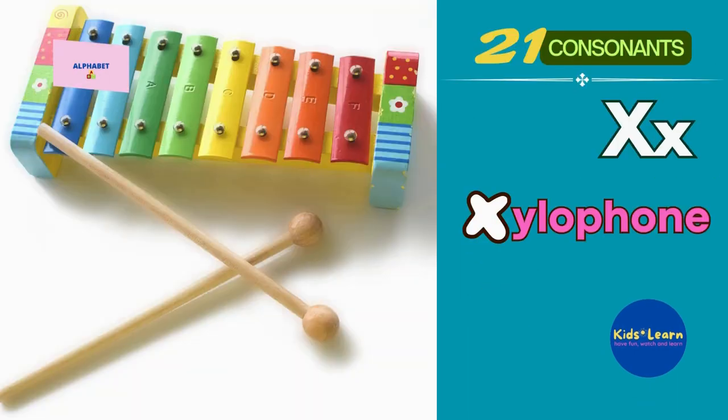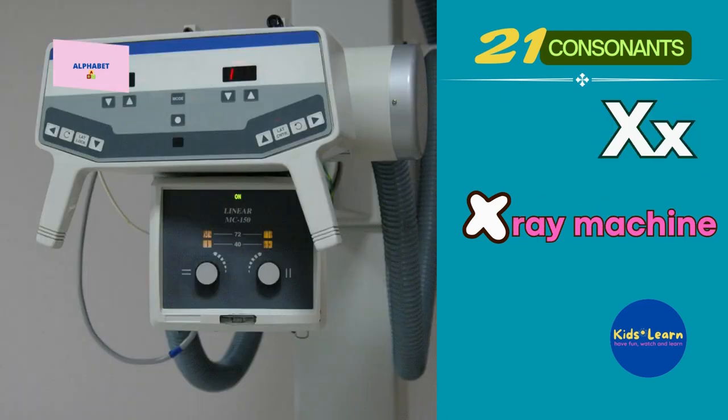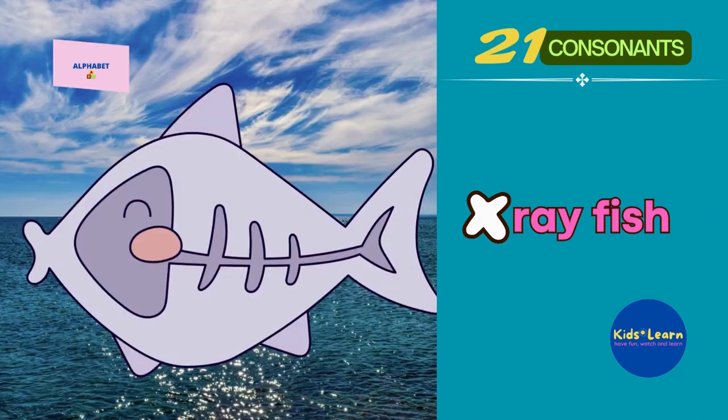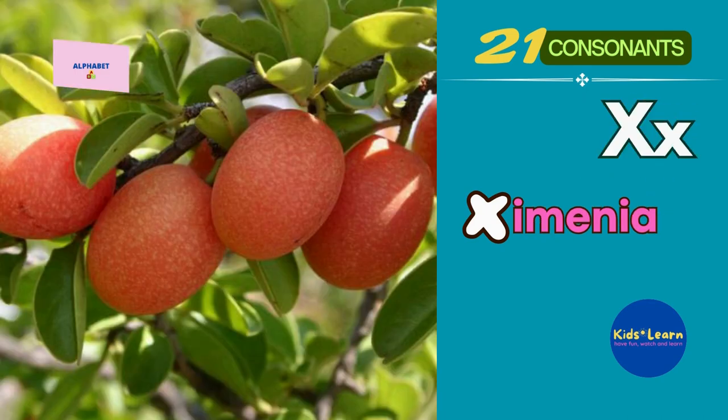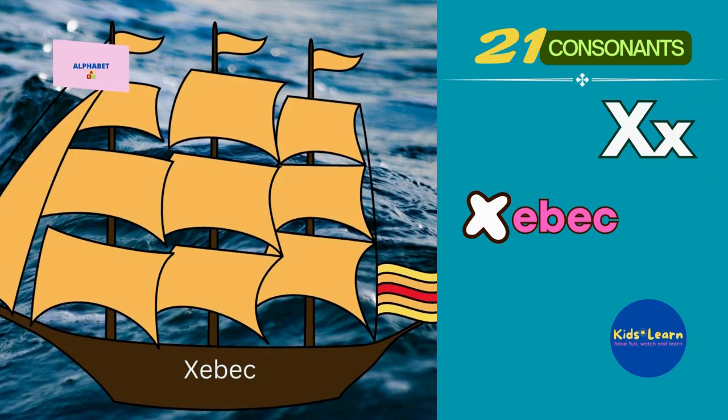X is for xylophone. X is for X-ray machine. X is for X-ray fish. X is for gymnia. X is for sebek.